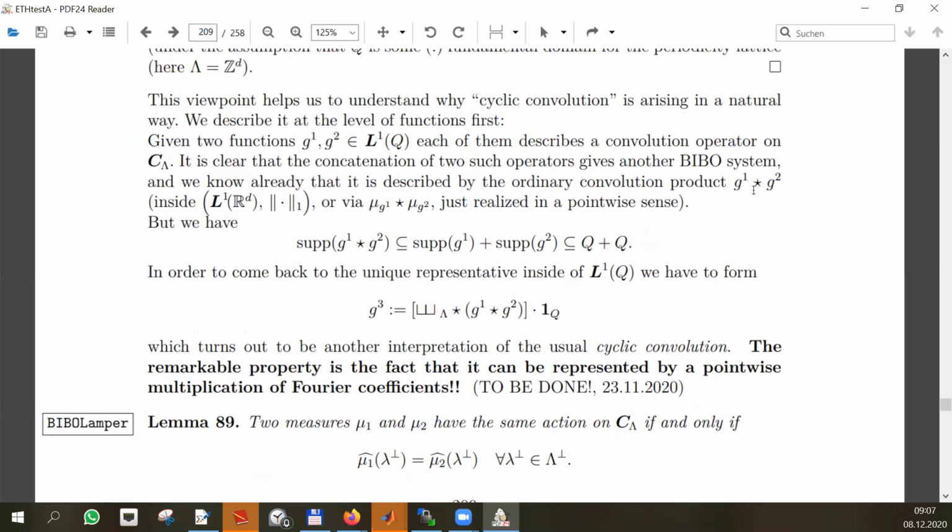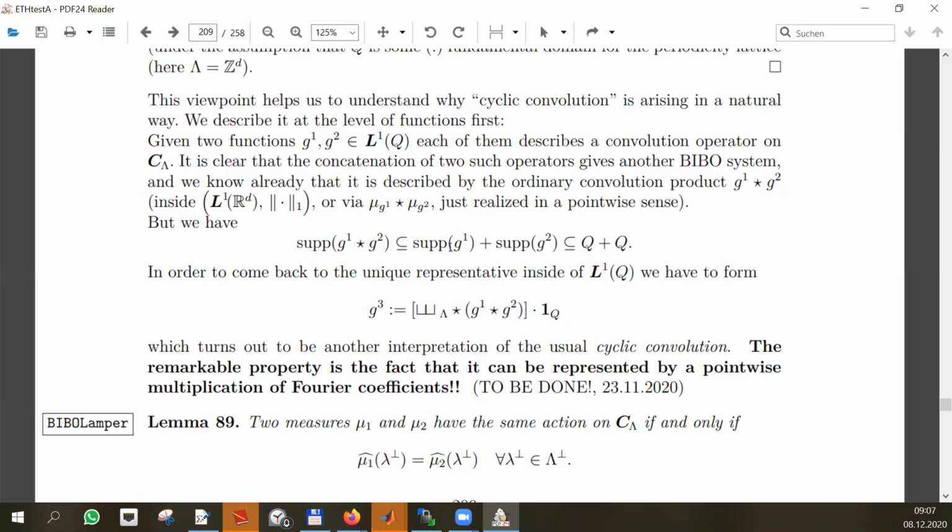Each of them is controlled by a convolution with G1 or G2. Now they're allowed to be different because I'm composing them. They're both concentrated on a set Q. And that means that we have a convolution product, and now the convolution product is not living anymore on the set Q.